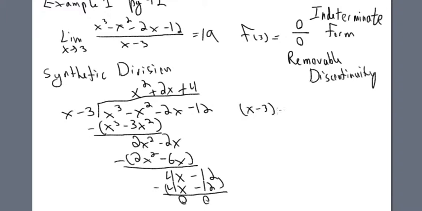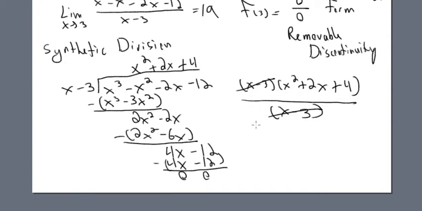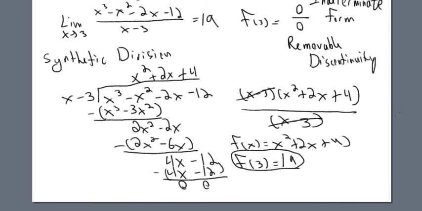So x minus 3, and then this is what I want. Otherwise, there was no point in what we just did. x squared plus 2x plus 4. And then this is over x minus 3. Those cancel. That was our removable discontinuity. We removed it. So now our newly defined function is x squared plus 2x plus 4. So f of 3: 3 squared is 9, plus 6 is 15, plus 4, 19. We have proven that the limit is 19 using the removable discontinuity.